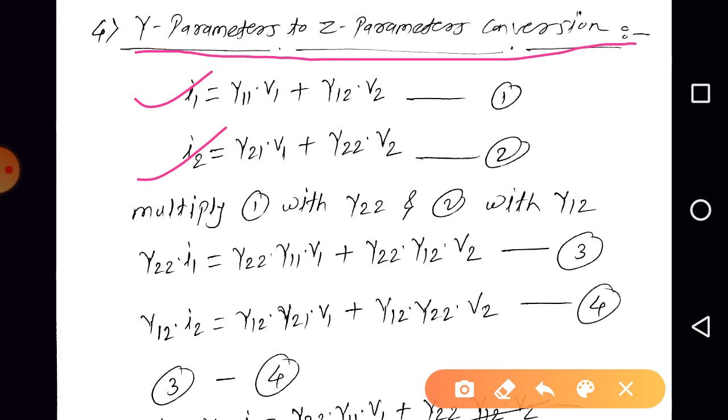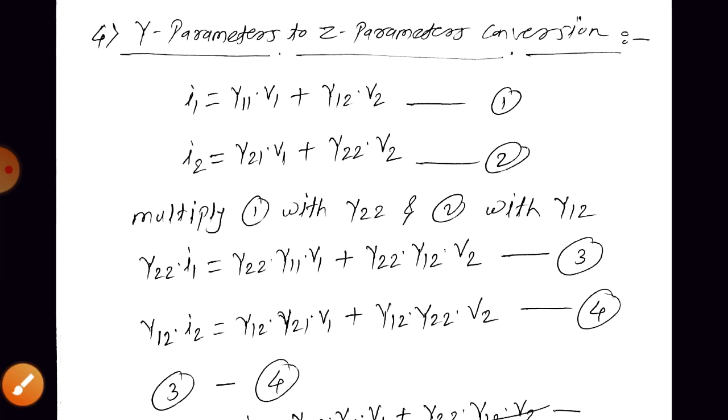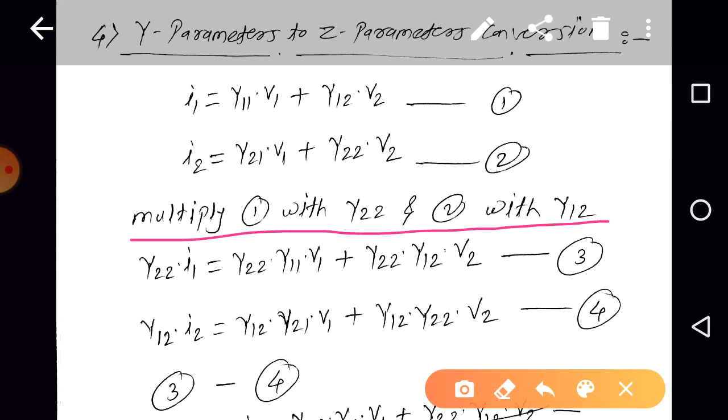Now our task is to find the Z parameters. Means we need to rearrange these two equations, equation 1 and equation 2, in such a way that we will be getting the expression for V1 and V2 in terms of I1 and I2, right? During the first step, can we make the coefficient of V2 equal in both the equations? For that we need to multiply equation 1 with Y22 and equation 2 with Y12.